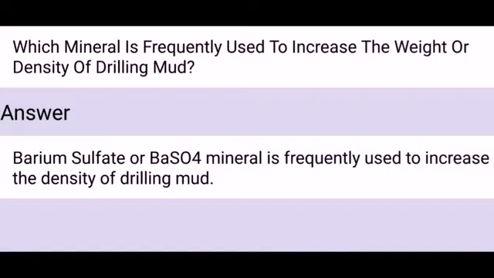Which mineral is frequently used to increase the weight or density of drilling mud? Barium sulfate, or BaSO4, is frequently used to increase the density of drilling mud.